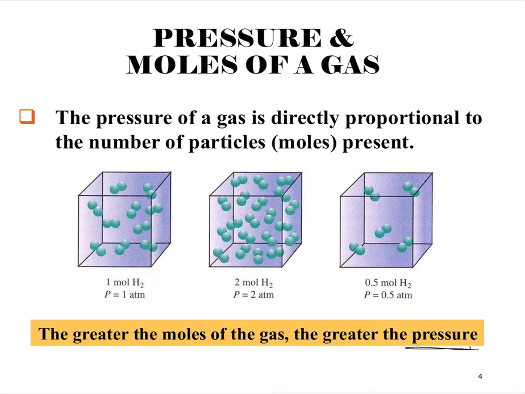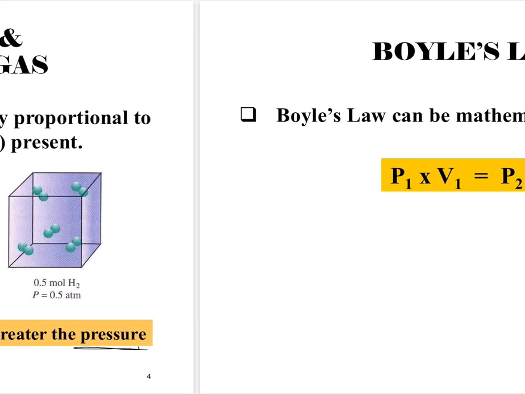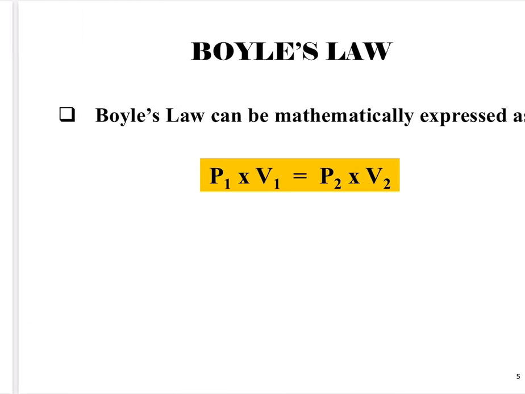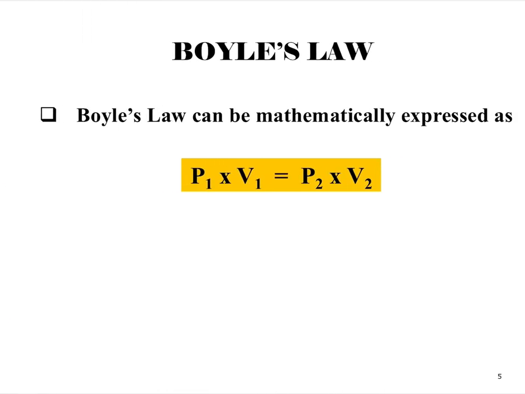And so we can also have a relationship between the pressure and the volume. This is called Boyle's law. And it says the pressure of a gas times the volume, where pressure is a unit of force per unit area times the volume. This will ultimately say that energy is conserved before and after we've changed the volume of the system.